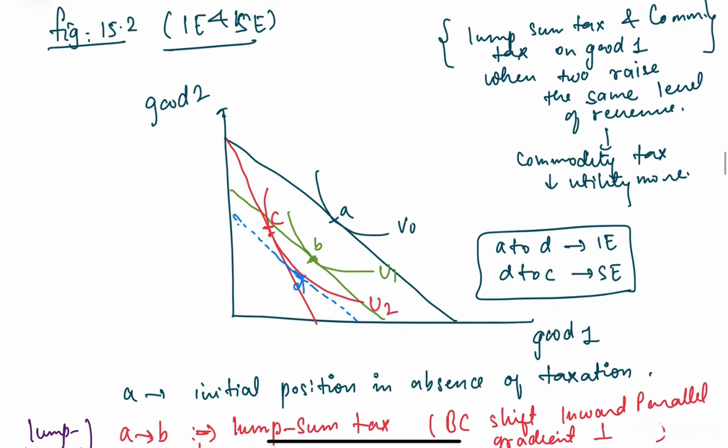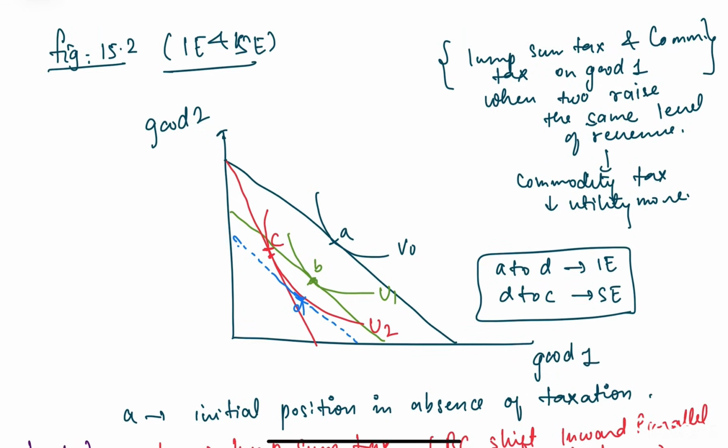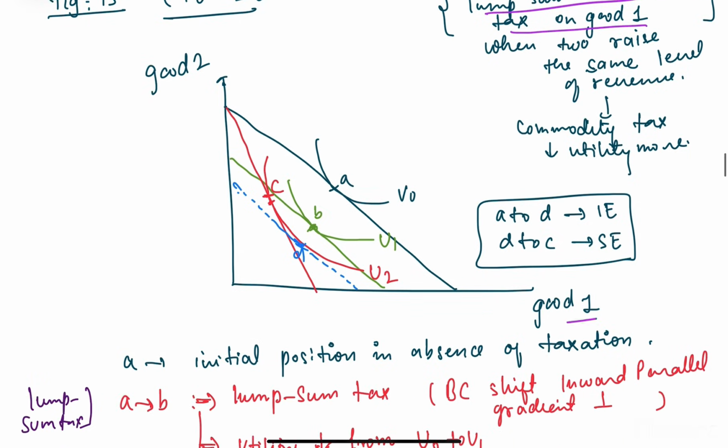That's it. Now we wanted to look at this deadweight loss from another perspective. Here we will take the income effect and substitution effect. So here we have taken two tax schedules: one is a lump sum tax and one is a commodity tax on good one. On the x-axis we have good one, on the y-axis we have good two, and we are assuming that the level of revenue raised by both taxes will be the same. So the level of revenue raised by both taxes is the same.